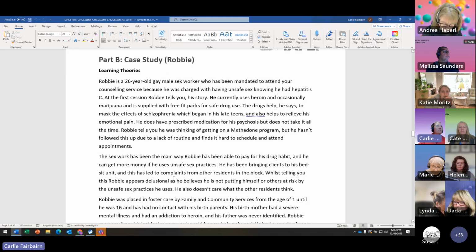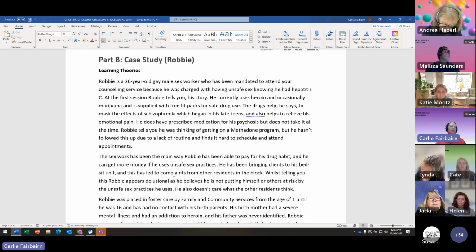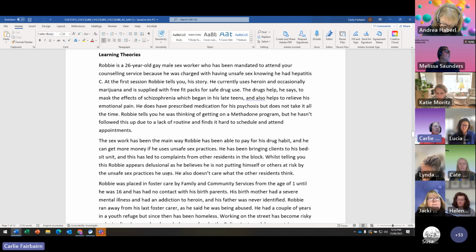Robbie is a 26-year-old gay male sex worker who's been mandated to attend your counselling service because he was charged with having unsafe sex knowing he had hepatitis C. At the first session, Robbie tells you his story. He currently uses heroin and occasionally marijuana and is supplied with free fit packs for safe drug use. The drugs help, he says, to mask the effects of schizophrenia, which began in his late teens, and also helps to relieve his emotional pain.